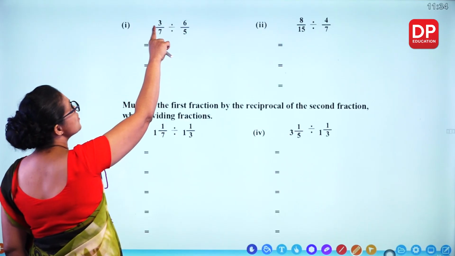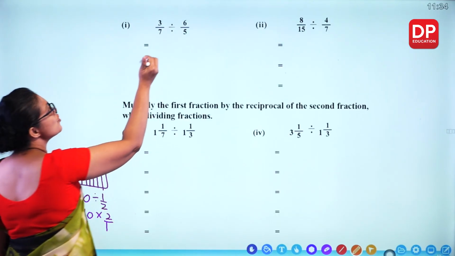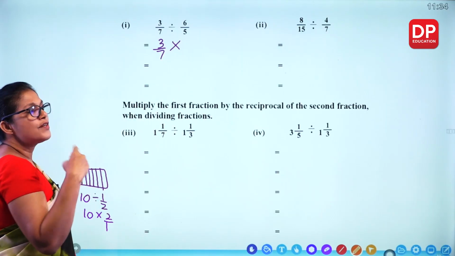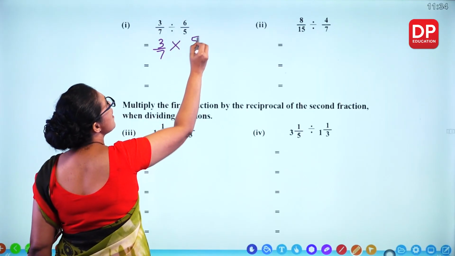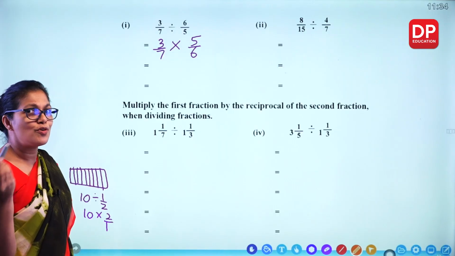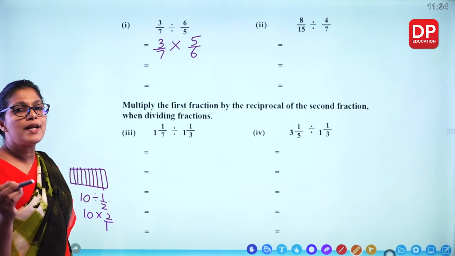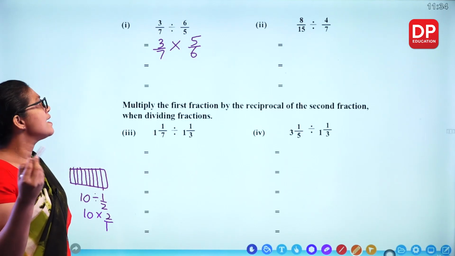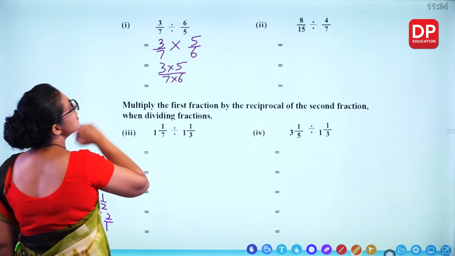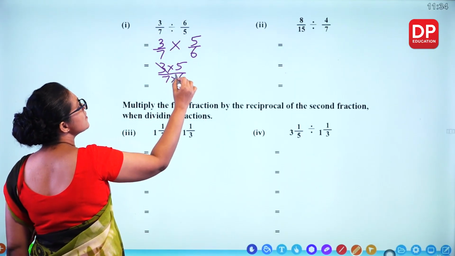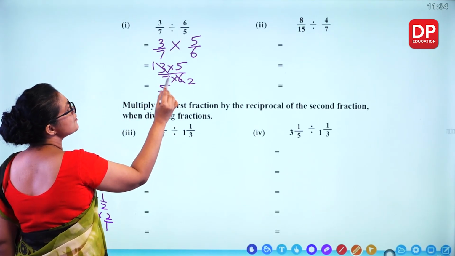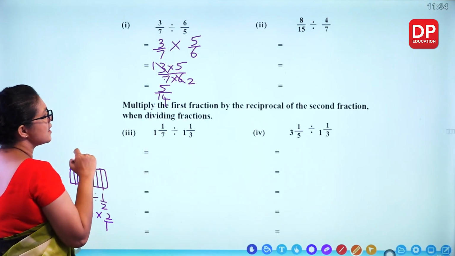So here, this is 3/7, but the second is converted to its reciprocal. 6/5 becomes 5/6. Now this is fraction multiplication. You know how to do that. Multiply the numerators separately, the denominators separately, and simplify. So 3 times 5, 7 times 6. Check whether you can simplify. Yes, 3 times 2, so 5 times 1, 5, 7 times 2, 14.